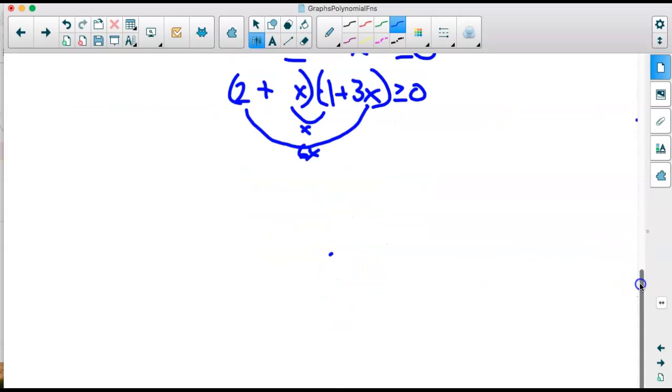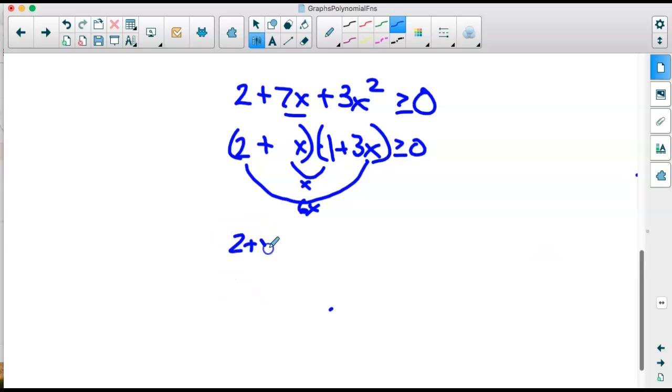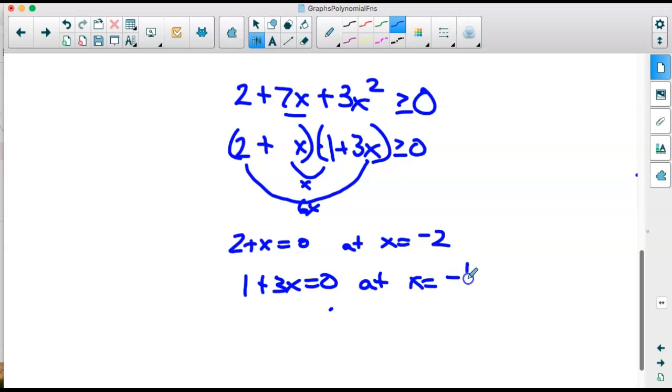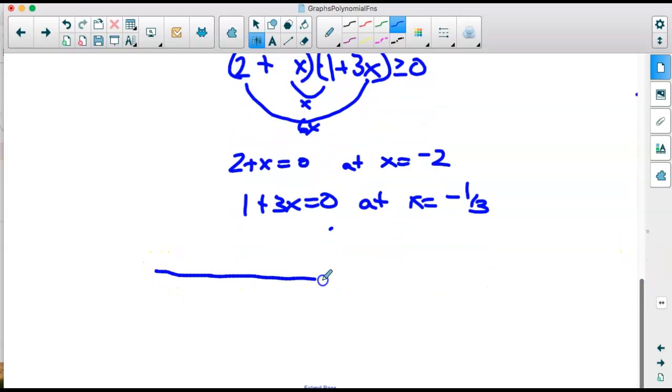So what we're saying here is 2 plus x is equal to 0 at x equals negative 2. All right, and then 1 plus 3x equals 0 at x equals negative 1/3, because you move 1 over, divide by 3. That's what you get. So basically what it's saying here is that on a number line, we have two places where it's 0. It's 0 at negative 2, and it's 0 at negative 1/3.